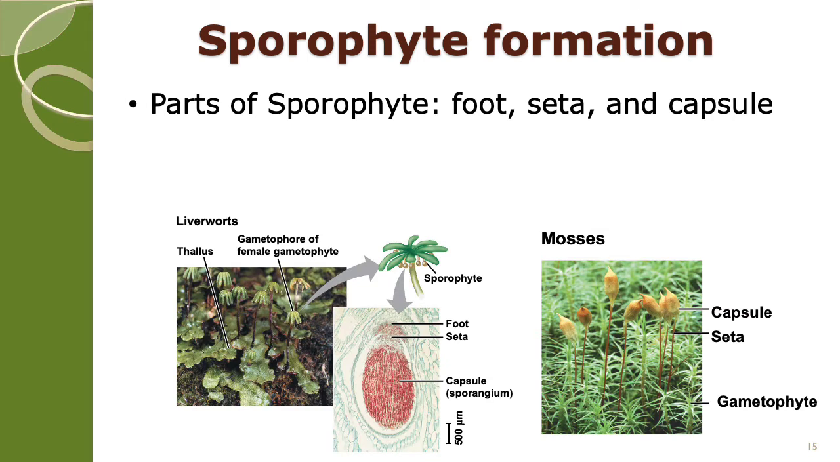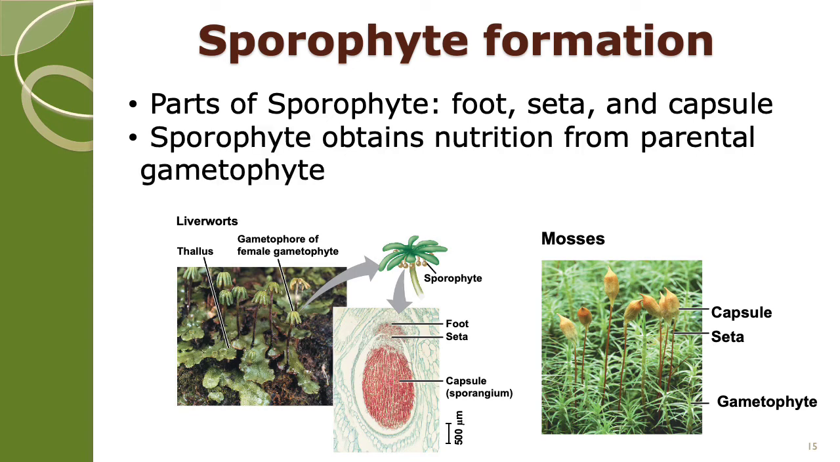Now, just to remind you, the different parts of a sporophyte include the foot, the seta, and the capsule. The foot is the part that actually makes contact with the female gametophyte. The seta is like a stalk, and the capsule is where the spores are. The sporophyte is highly dependent on the parental gametophyte for nutrition, and in the case of liverworts and mosses, they can't undergo photosynthesis. In the pictures below, you can see the different sporophytes in liverworts as well as in mosses.